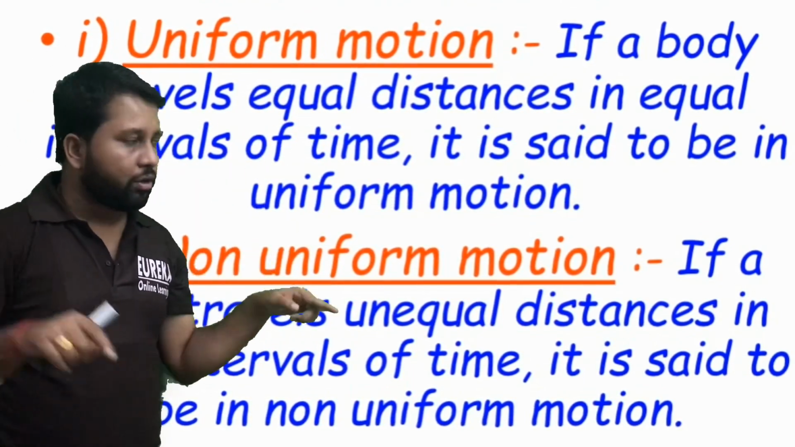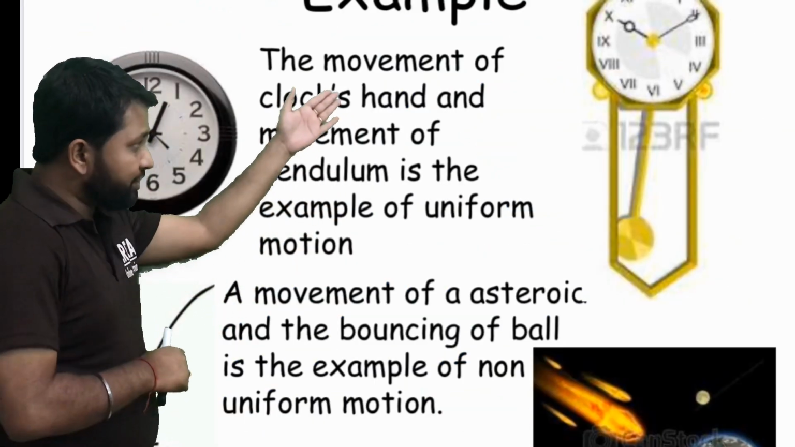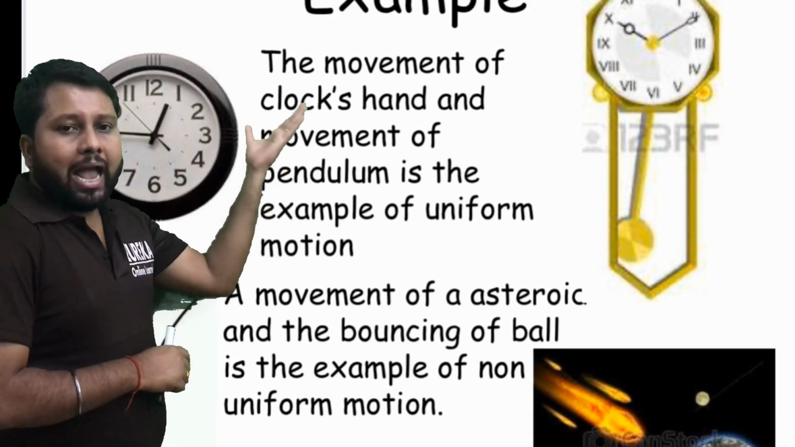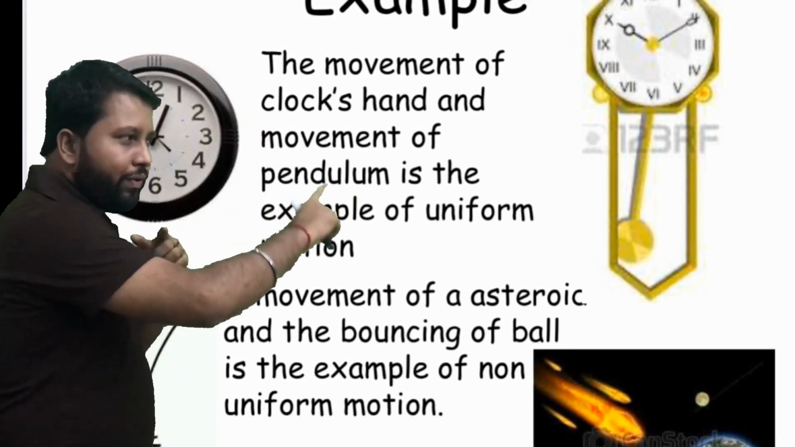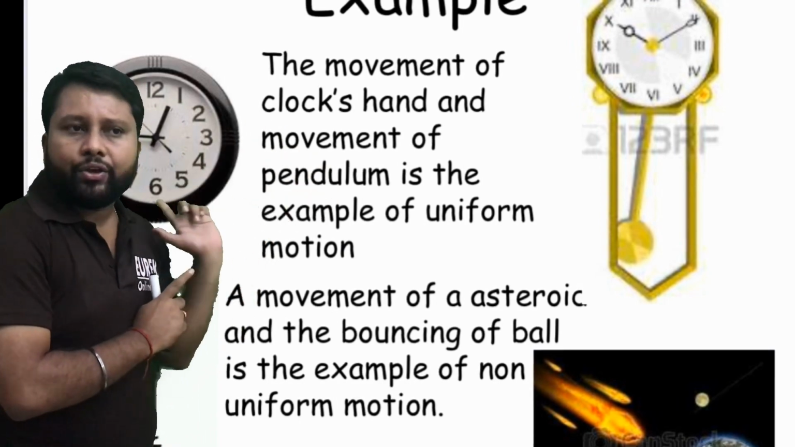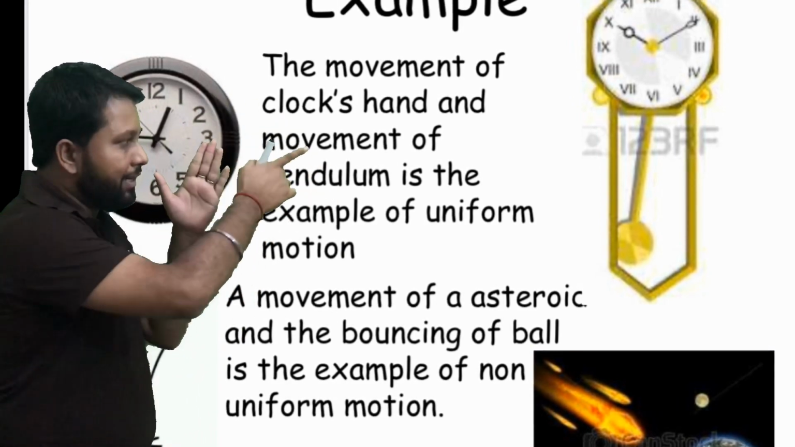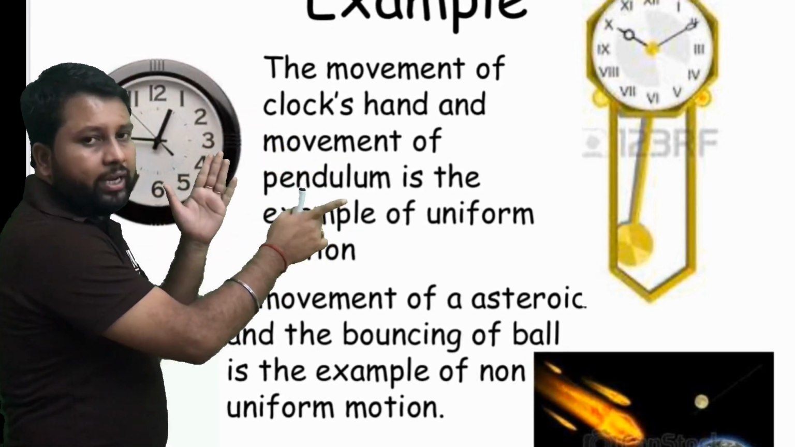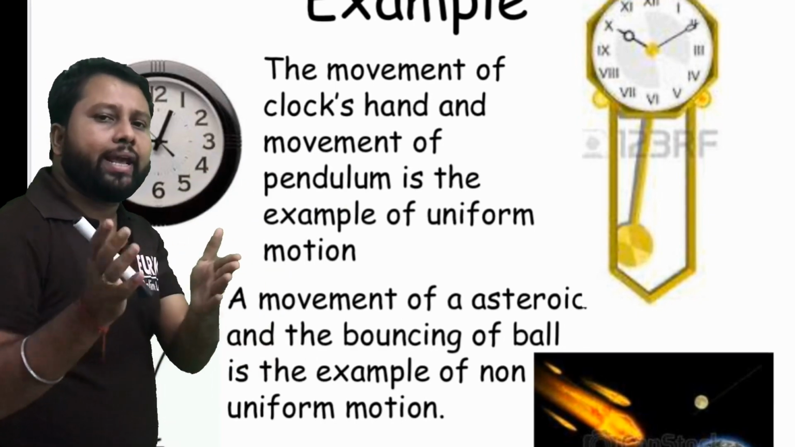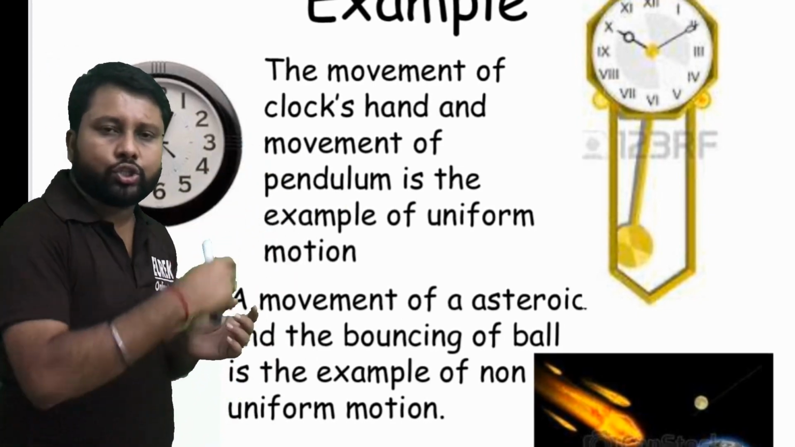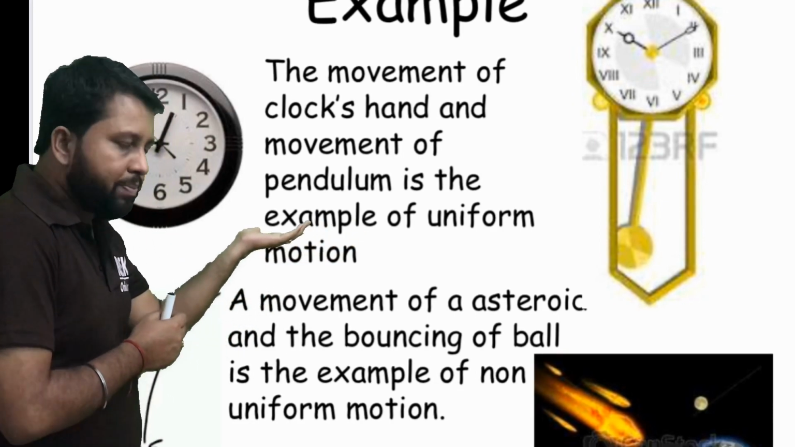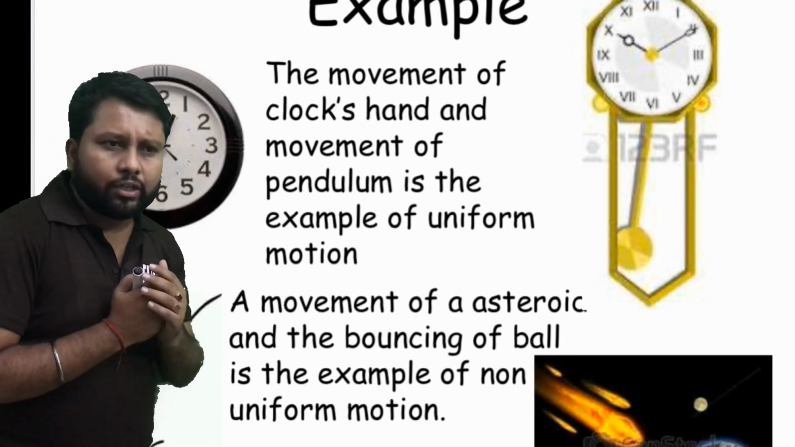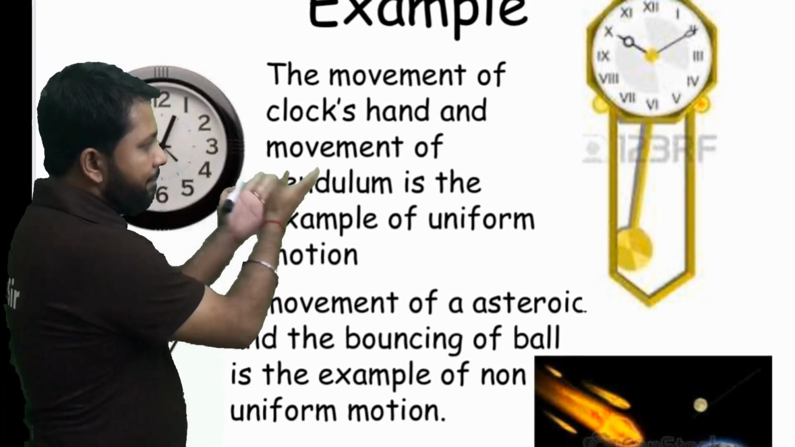Examples of uniform motion: you might have seen a clock. In everyone's house there is a wall clock, right? The needle of that wall clock is moving in uniform motion, because the distance covered by the needle is always equal in equal interval of time. We will take the example of a simple pendulum also. In the physics lab you might have seen a simple pendulum. That is also an example of uniform motion. And the movement of a arrestor and bouncing of a ball are also given as examples of uniform motion.